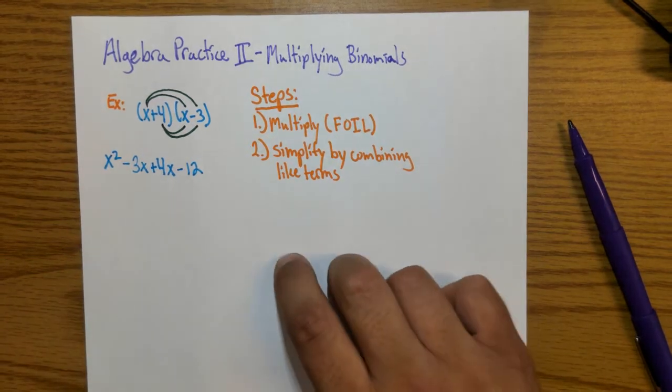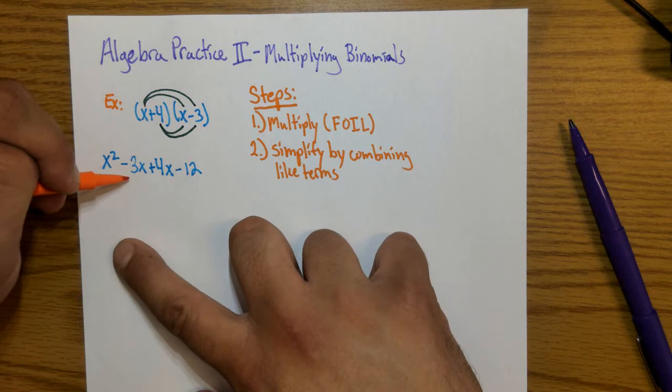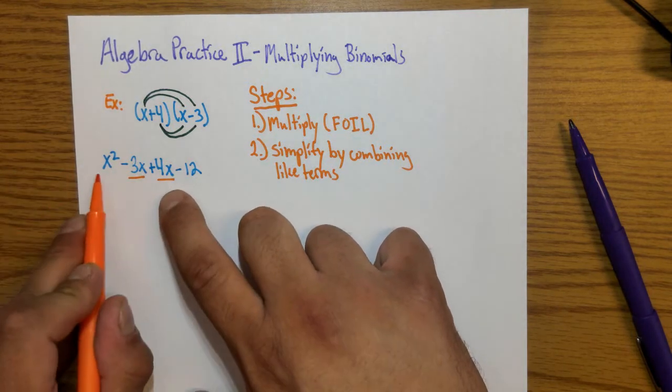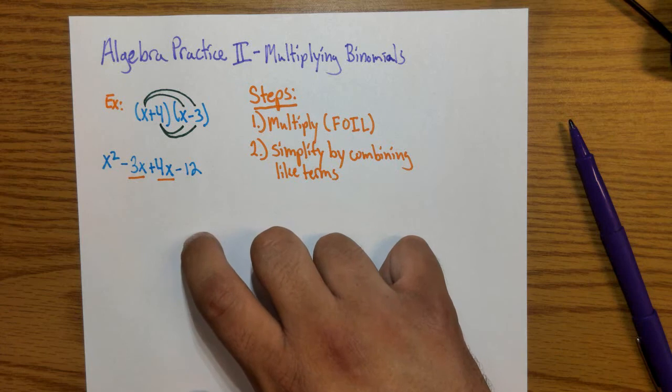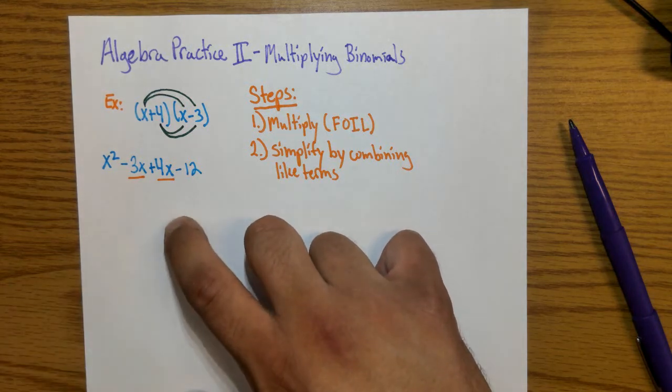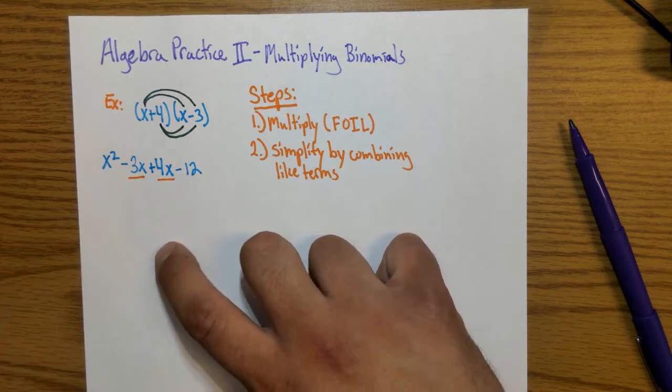If you notice, we have two terms that are alike. They are the x terms in the middle here. Remember, we can't combine x terms with x squared terms. That is against the rules of mathematics, and we don't want to go against that because then life gets wonky. But we can combine these because they're x's. They're the same kind of number.